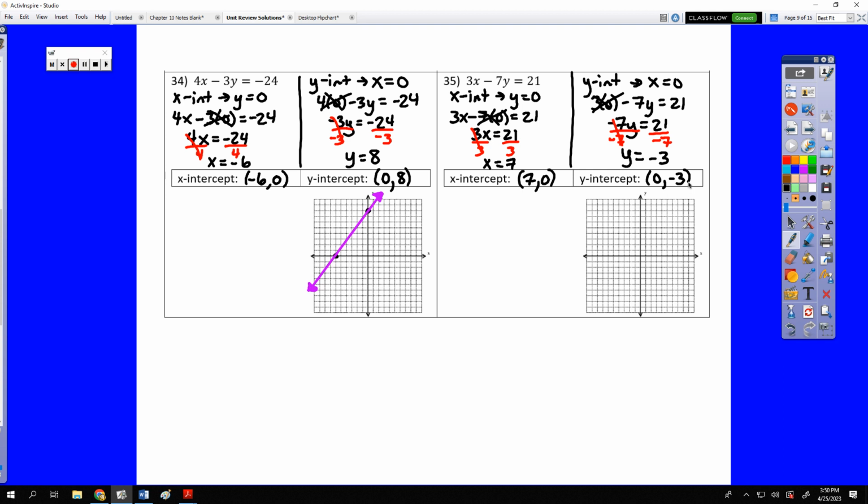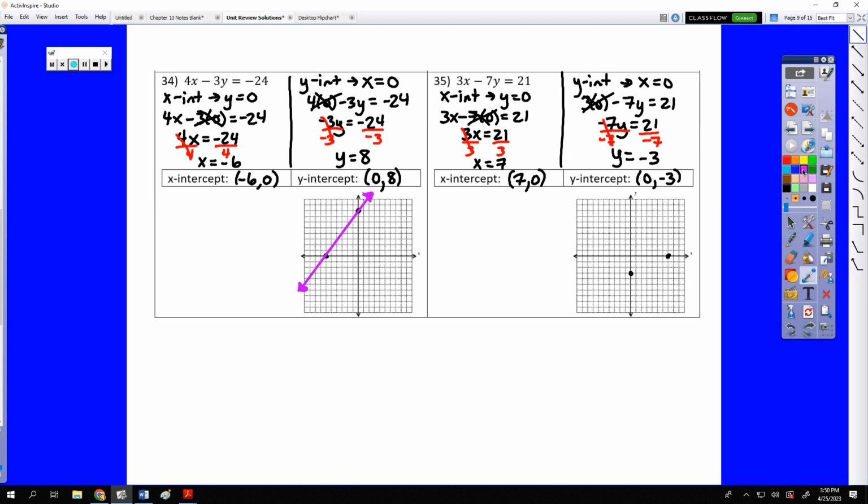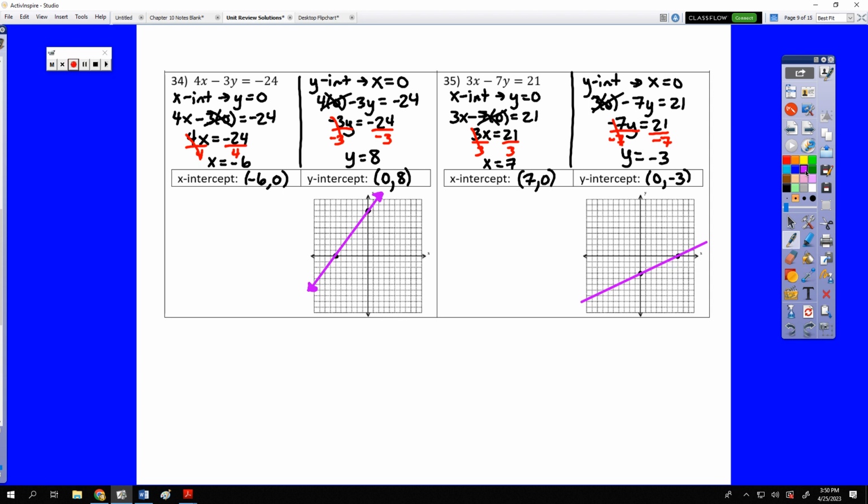We then graph both of these points. (7, 0) is 7 units to the right of the origin. (0, negative 3) is down 3 from the origin. That means that our line passes through those 2 points, and we use our straight edge to get the picture of the line.